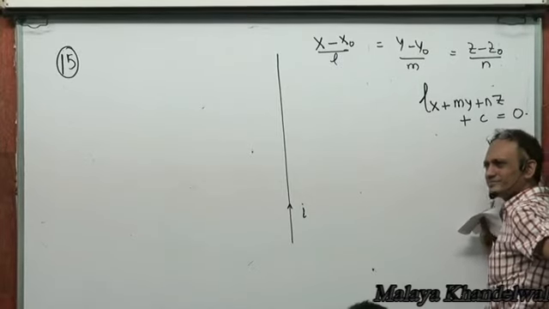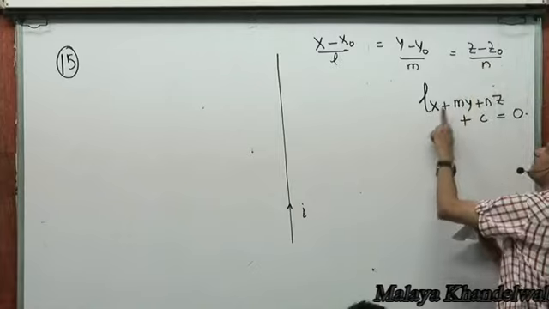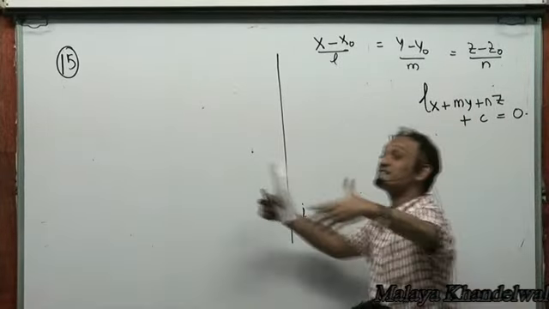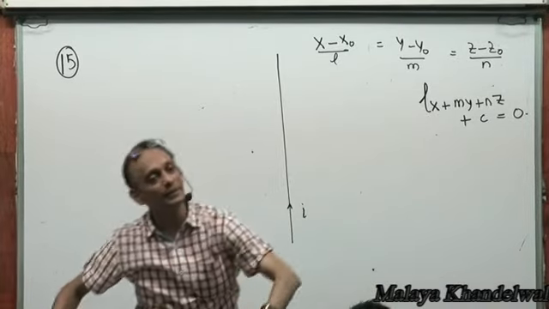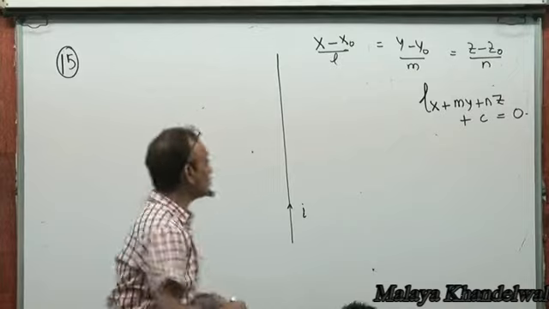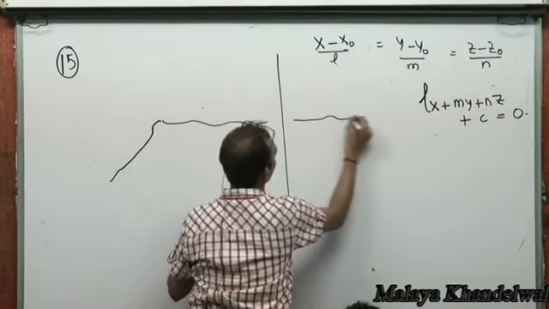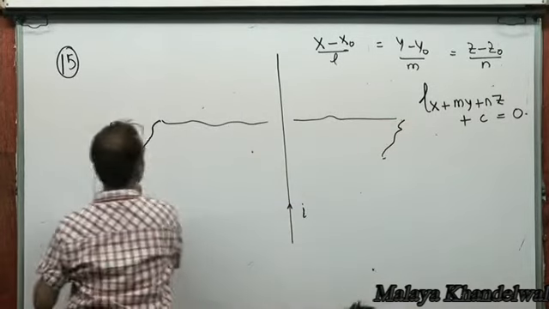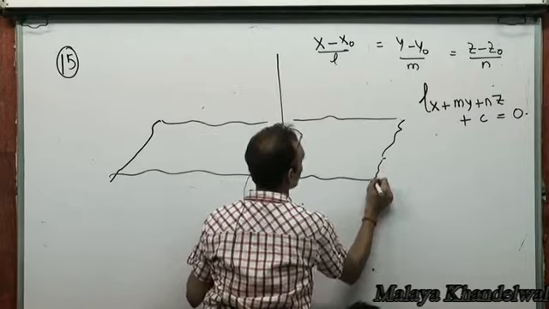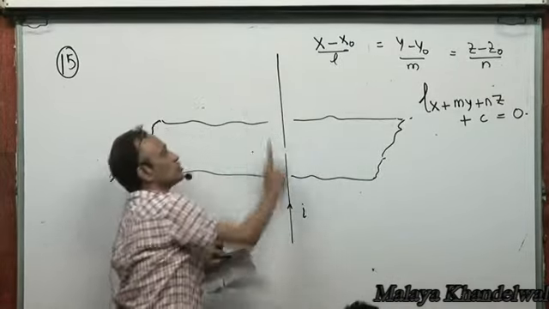Yes or no? Because a vector along the line is Li cap plus mj cap plus nk cap, and that's perpendicular to the plane. So that means this line must intersect the plane perpendicularly or normally. Yes or no? Right? So the plane that we are talking of is like this. This is the plane that we are talking of, which is intercepted by this line normally. This is the normal to this plane.